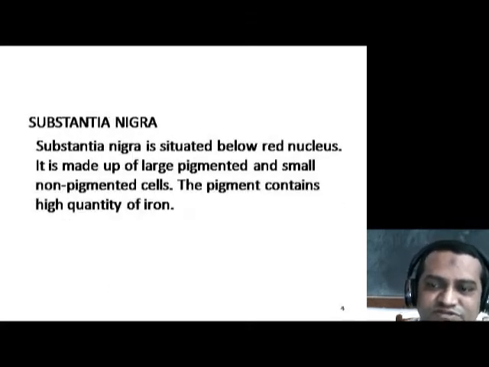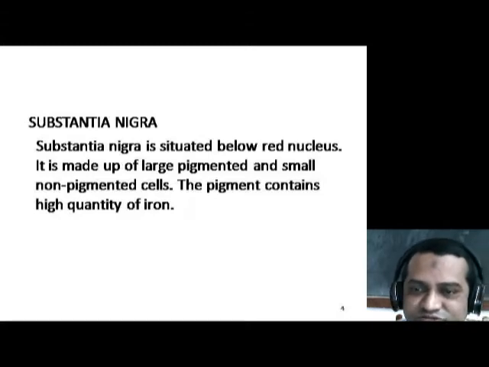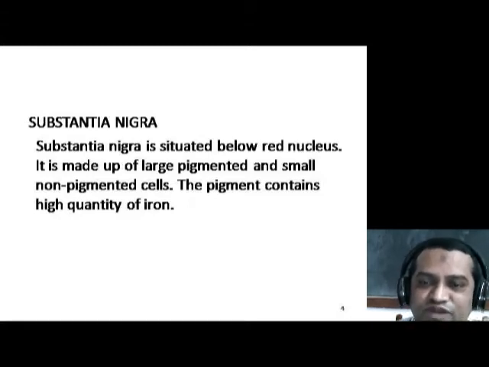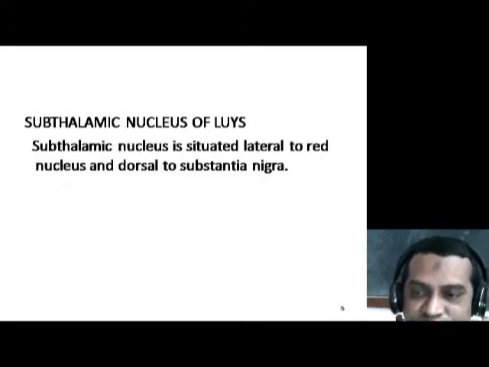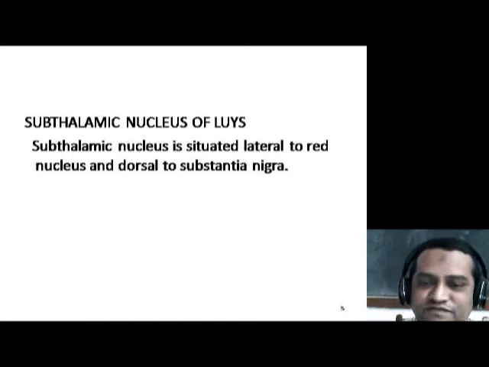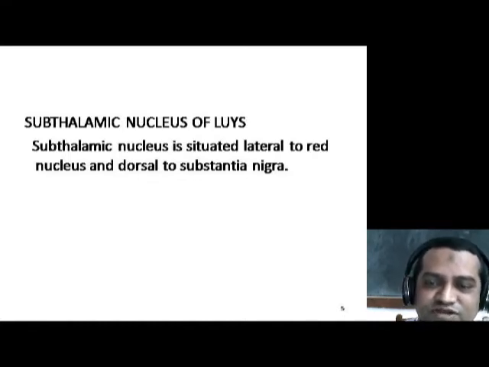Then the next one is substantia nigra. Substantia nigra is situated below the red nucleus. It is made up of large pigmented and small non-pigmented cells. The pigment contains a high quantity of iron. The third component of basal ganglia is the subthalamic nucleus of Luys. This subthalamic nucleus is situated lateral to the red nucleus and dorsal to substantia nigra.